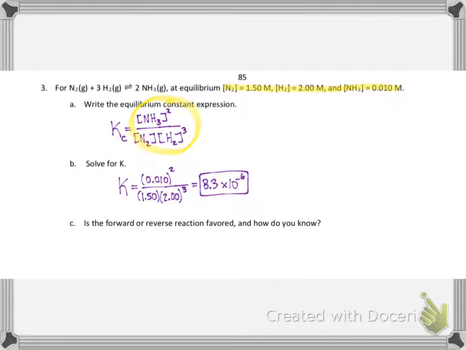Now, funny story, you probably noticed that's a pretty tiny number, right? Well, that actually tells you something about the reaction. There's a phrase we like to say: is it forward favored or reverse favored? Basically, if it's forward favored, it has more products, and if it's reverse favored, it would have more reactants.